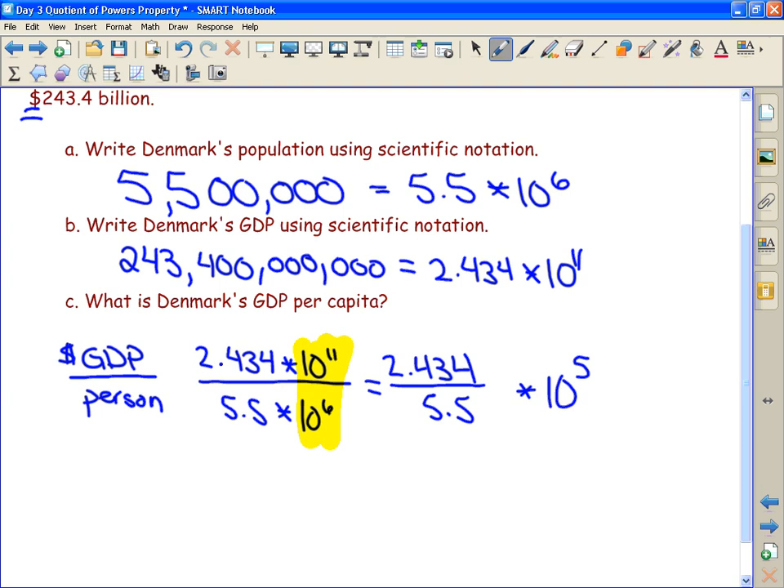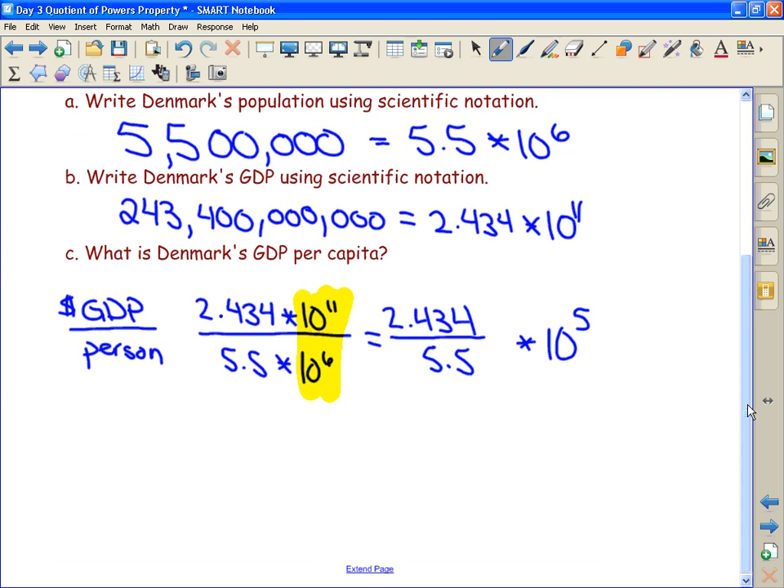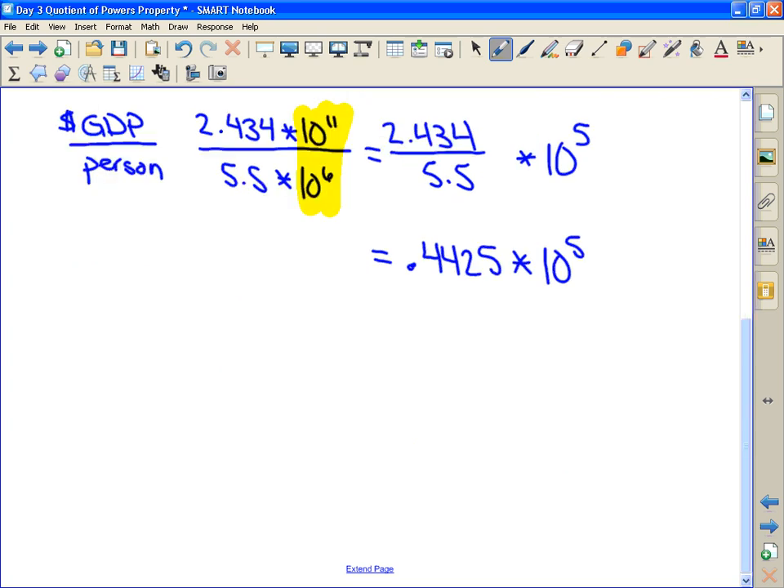So when I do that, 2.434 divided by 5.5, I get 0.4425, and I'm going to round it to 4 decimal places because it's kind of a long one. So 0.4425 times 10 to the 5th power. If I wanted to write that number in expanded form, the long way with all the zeros, I'm going to move that decimal place 5 times. 1, 2, 3, 4, 5. So it looks like I have to add 1 zero.